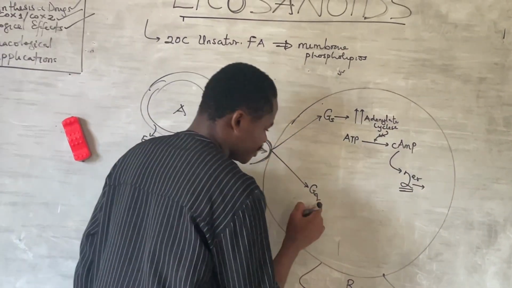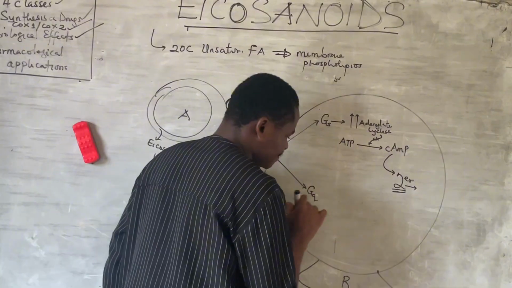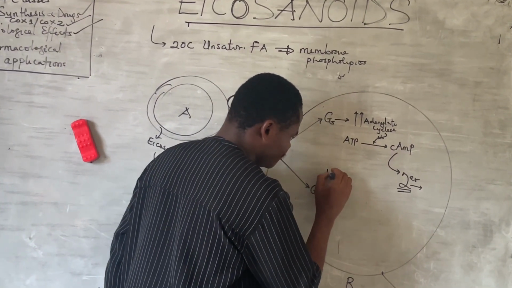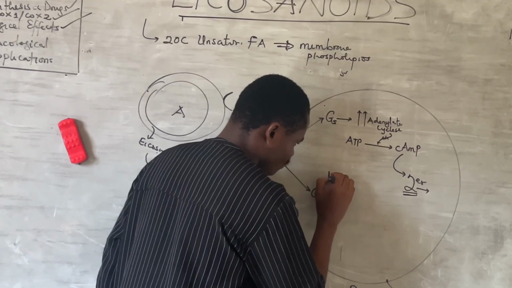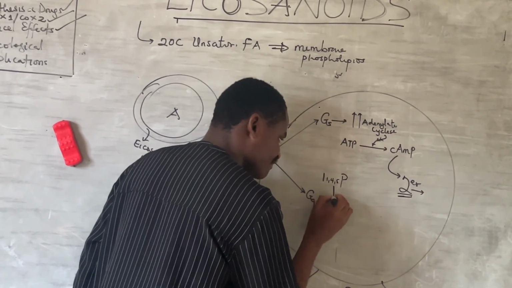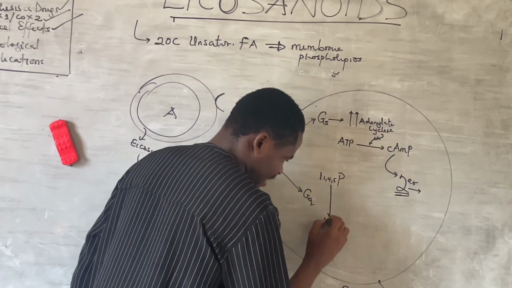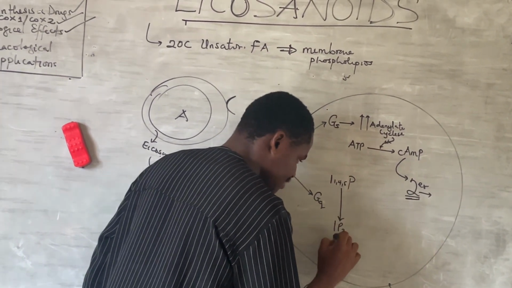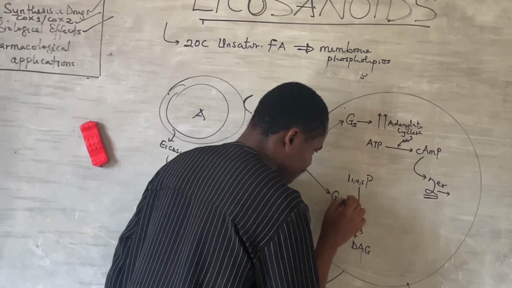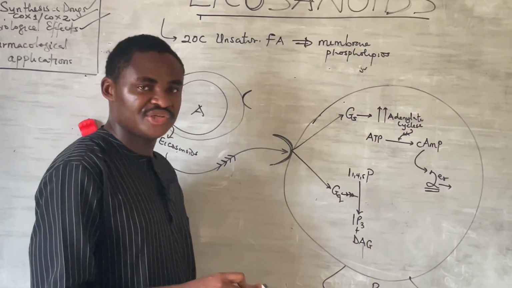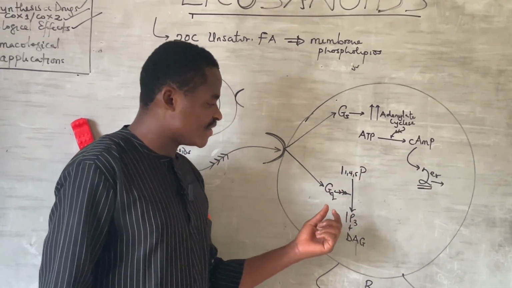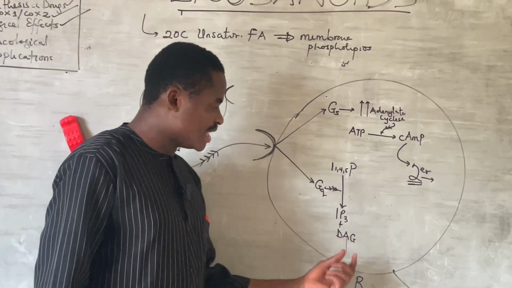Now, the G inhibitory is going to stimulate the conversion of inositol 1,4,5 triphosphate, converting it to IP3 plus DAG. That is important. So it stimulates this particular step. The G inhibitory stimulates the step where inositol 1,4,5 triphosphate breaks down to form IP3 and DAG.